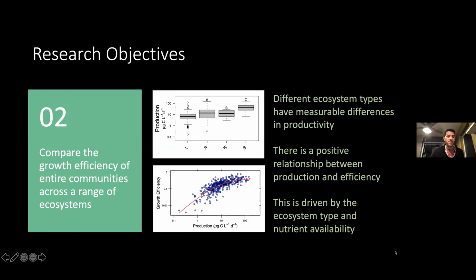So just to summarize that really quickly, we can get back to this in a second. Different ecosystem types have measurable differences in bacterial productivity, and there was a strong positive relationship between production and growth efficiency. And this seems to be driven by ecosystem type, but also by nutrient availability, which seems to be a major player in these trends.